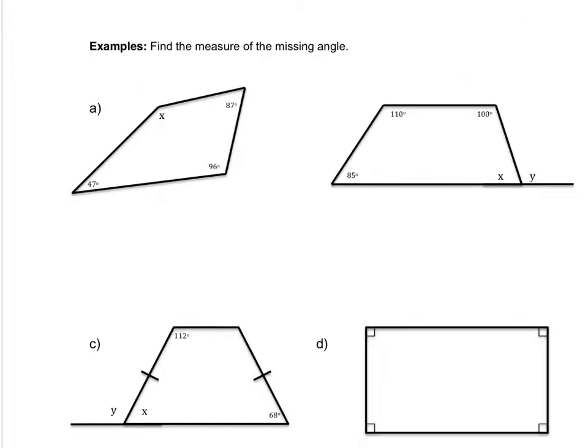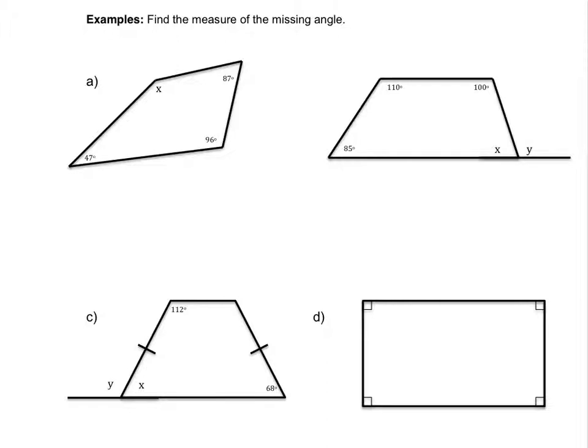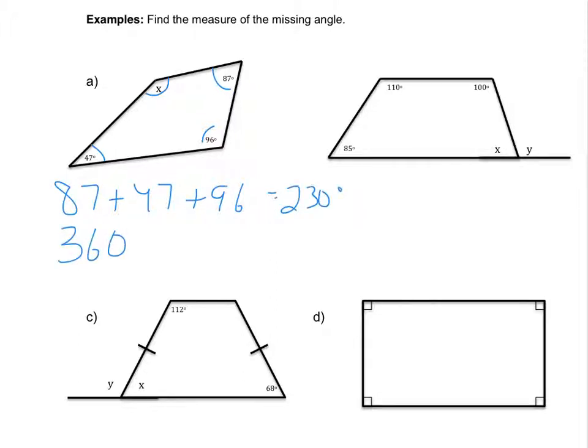So let's do these four examples to find the missing angles given the properties that we just looked at. All of them we can see are quadrilaterals because they all have four sides. In question A, I want to find an interior angle, and I have the other three interior angles. So I'm going to add the three interior angles that I have together, which is 87 plus 47 plus 96, and I get 230 degrees. And I know that because it's a four-sided shape, all of the angles have to add up to 360. So I'm going to take away 230 from 360 to get 130 degrees.